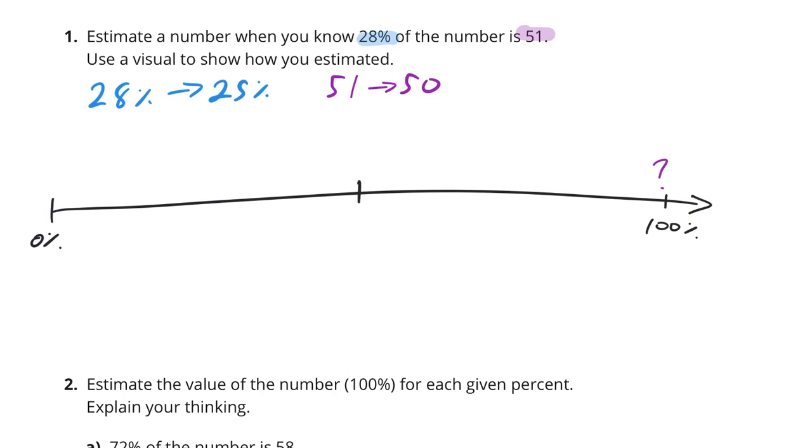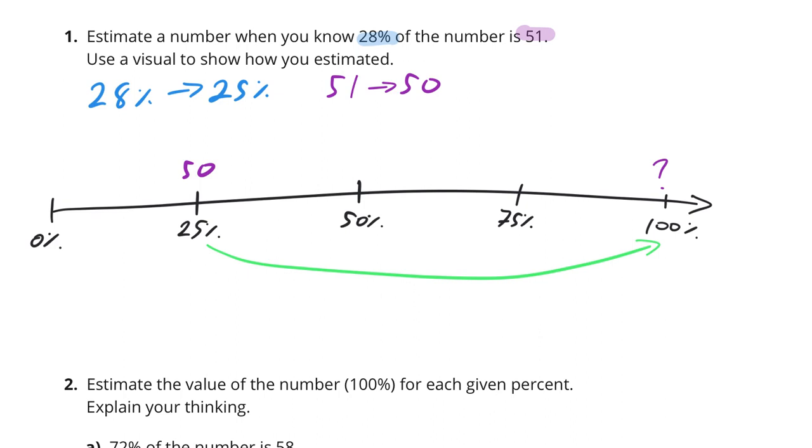So let's divide this number line into 25% chunks. 50% goes in the middle, 25% is between 0 and 50, 75 is between 50 and 100. We know that 25% is 50, so let's put our 50 right there. Next, we could get from 25% to 100 by multiplying by 4, right? There are 4 quarters in a dollar, or 4 25s in 100. So we just multiply it by 4.